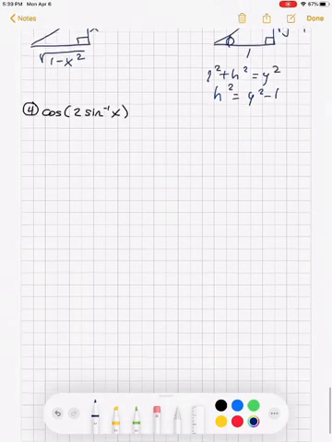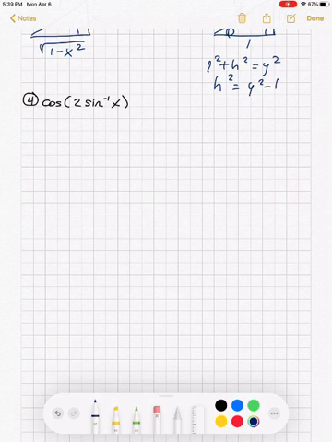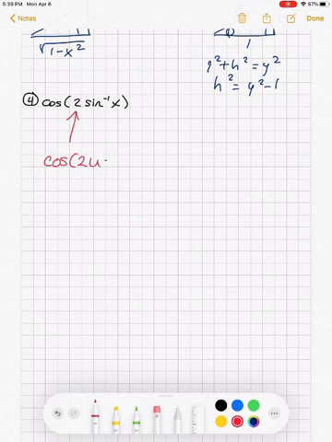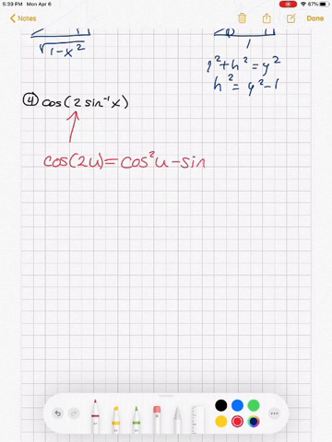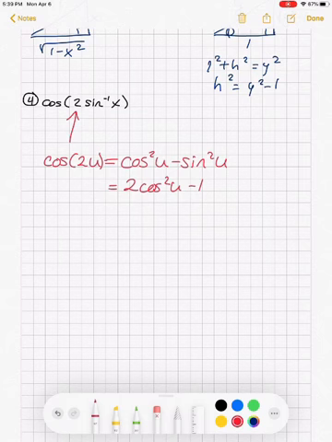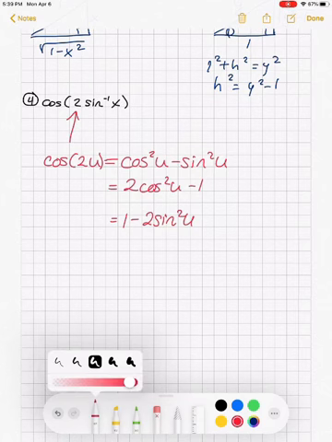Okay. And so one more, I might do a couple more here for you. So same idea. First thing I notice here is I have a 2 inside. So to me, this looks like a cosine of 2 times something. Okay, so I know I have 3 formulas for the cosine of 2 times something. There's that one, and there's that one.